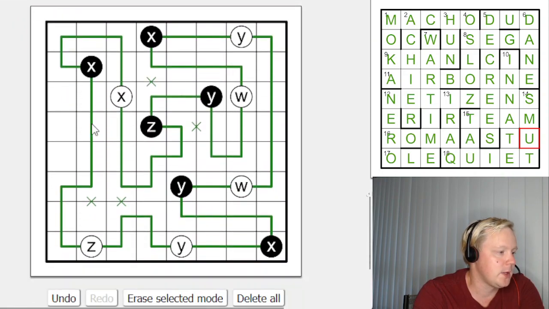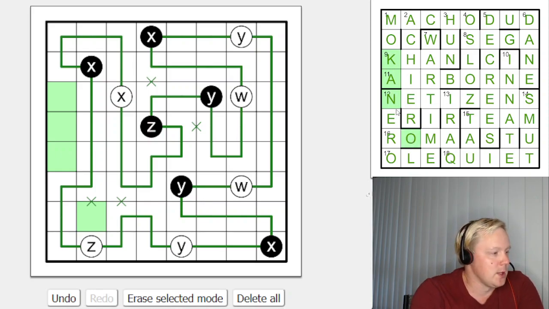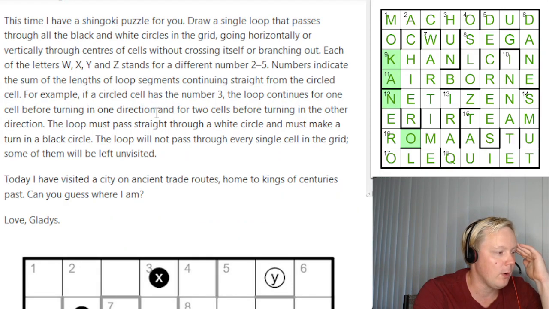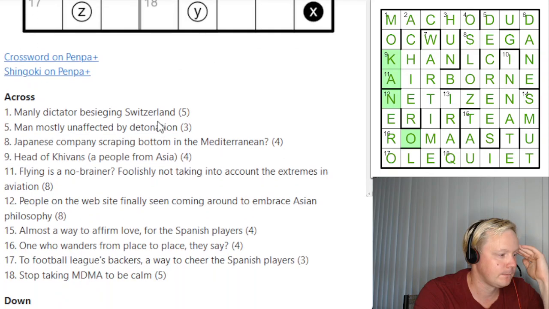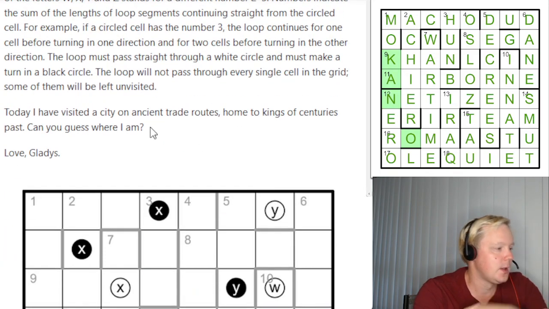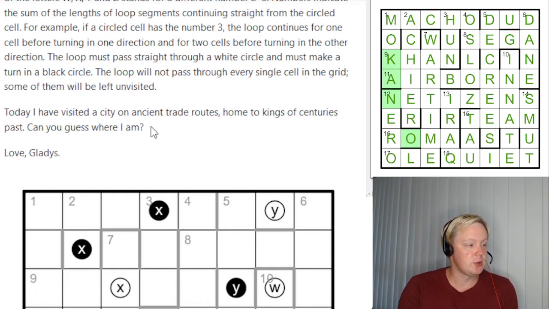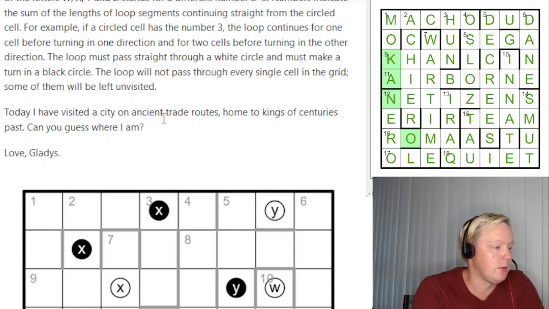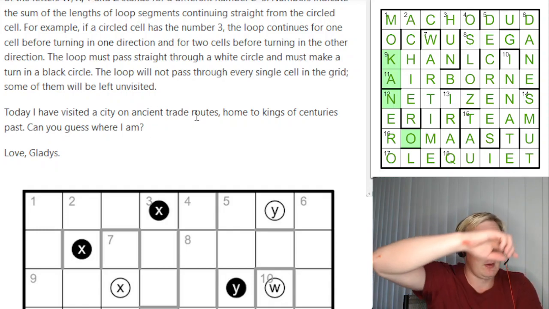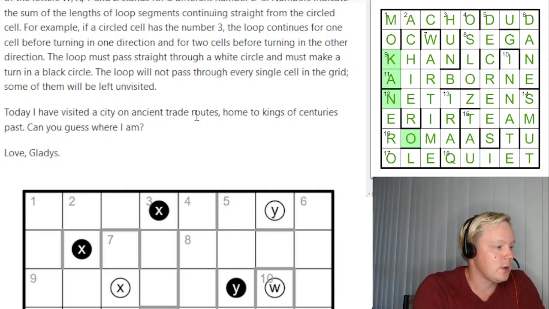Could it be that these unvisited cells, which are these four here, are somehow important? Well, let's look at the crossword grid. If we highlight the matching letters here, that spells out Kano. And what were we looking for? A city on ancient trade routes, home to kings of centuries past. Well, that is Kano, Nigeria, on ancient trade routes, like the ones that go south of the Sahara. And it was a kingdom at one point. So we are currently in Kano.